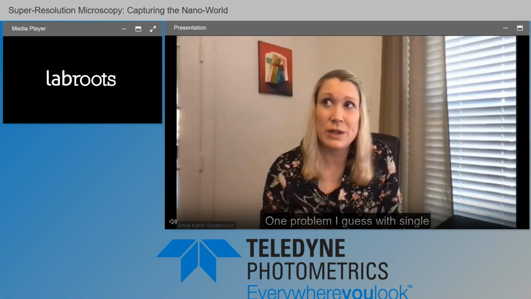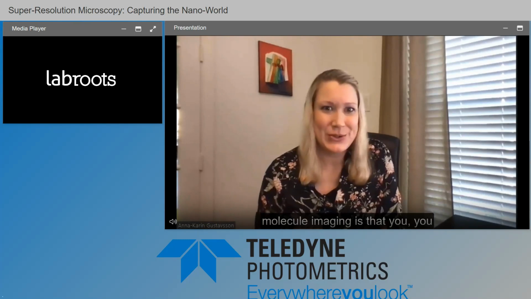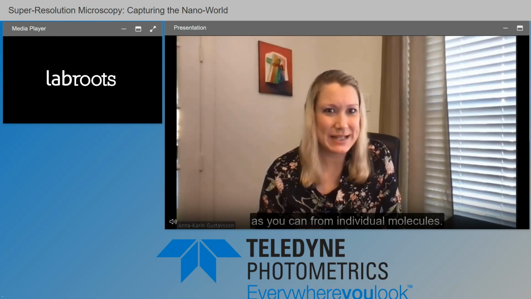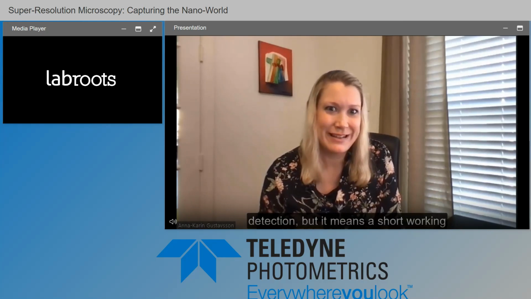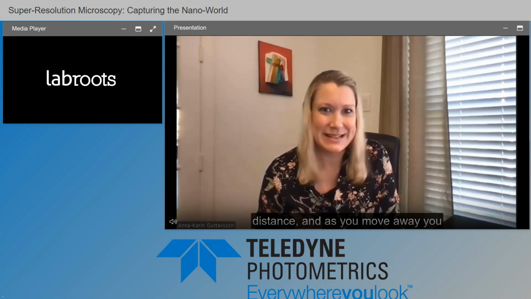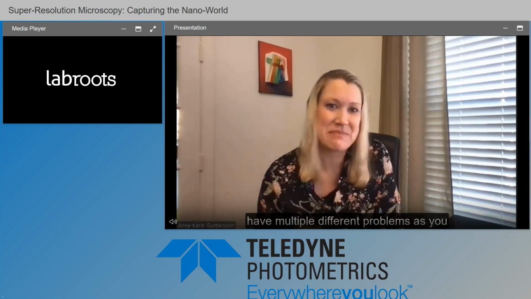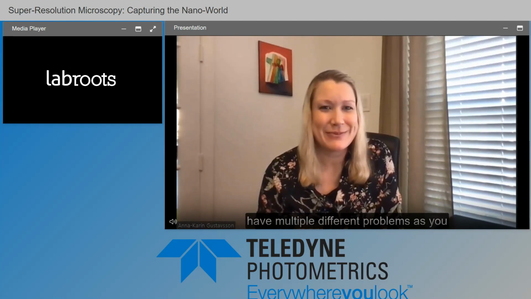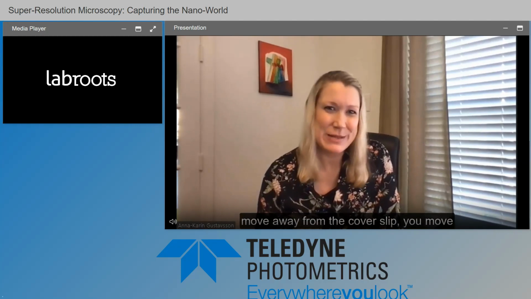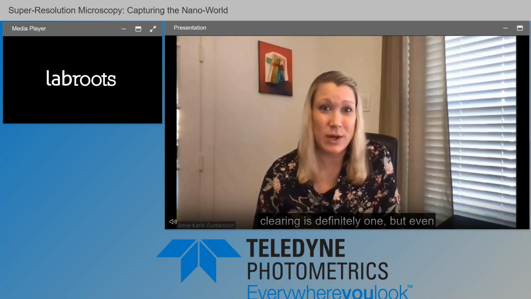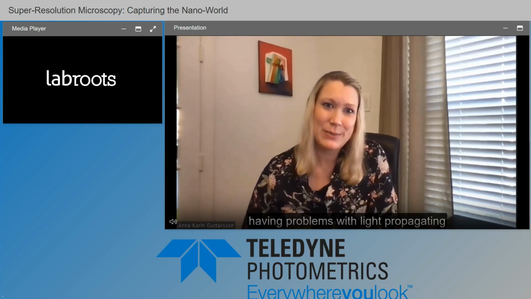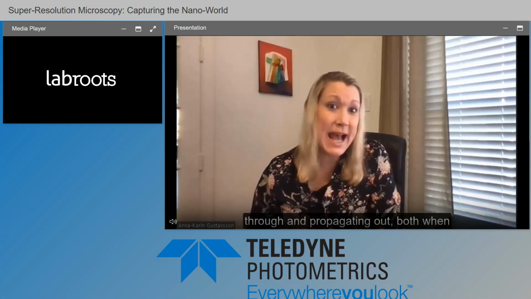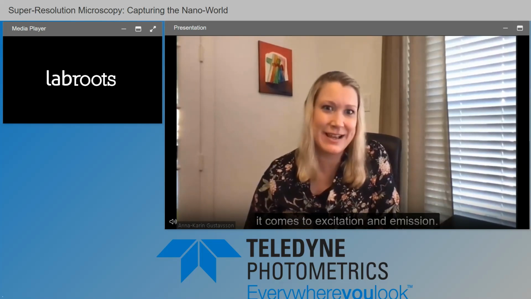One problem, I guess, with single molecule imaging is that you depend on collecting as much light as you can from individual molecules. So you also want to have high numerical aperture objectives for detection, but it means a short working distance. And you have multiple different kinds of problems as you move away from the cover slip, deeper into the sample. As you say, clearing is definitely one, but even just for a few cell layers, you start having problems with light propagating through and propagating out, both when it comes to excitation and emission.